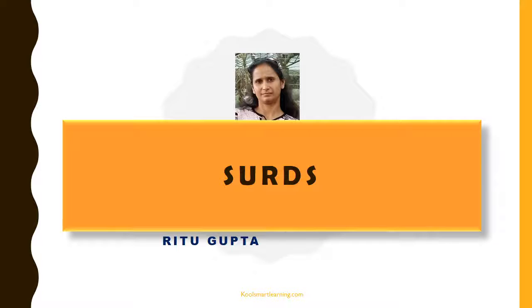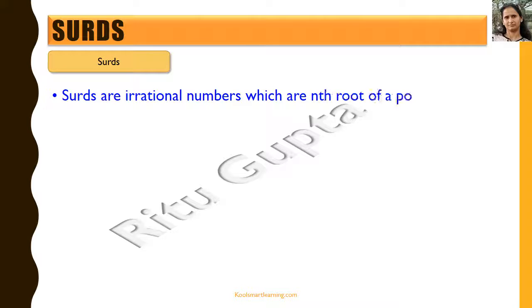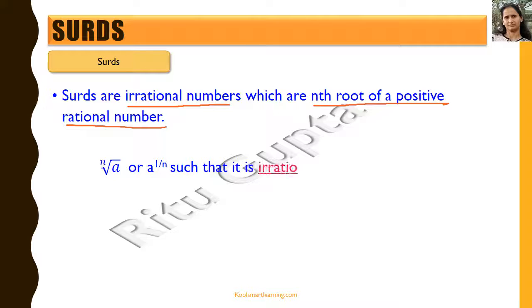Hello friends, today's session we are going to talk about surds. So let's first begin with understanding what are surds. Surds are irrational numbers which are represented as nth root of a positive rational number. So let's see how do we represent them.